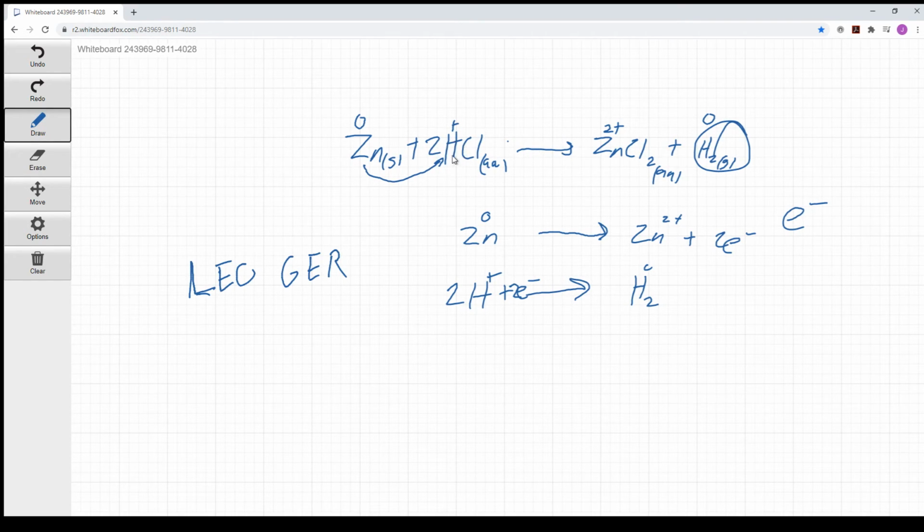The hydrogen in this case went from a +1 to 0. So if we go from +1 to 0, again, electrons are negatively charged. We gained a negative charge, so we gained an electron. So the hydrogen was reduced in this case.